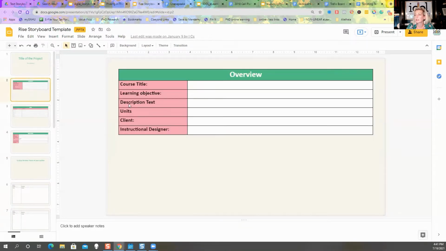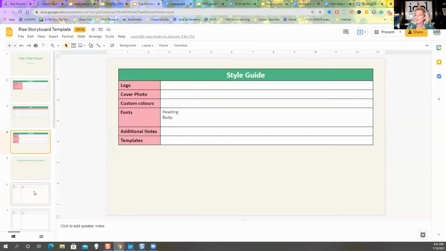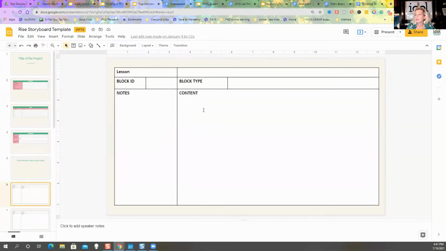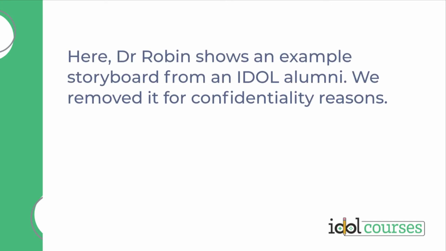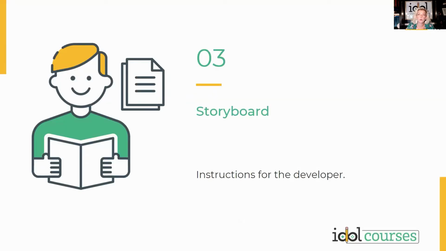Here's a Rise template, which is also in the Academy. All you're doing is moving your script into here, but you're actually building out the visual. So I have an example. The point of a storyboard is that you want somebody to pick it up and read it like instructions, and then they can develop your course without having to go back and forth asking what do you mean by this? That is the point of a storyboard, especially for e-learning.